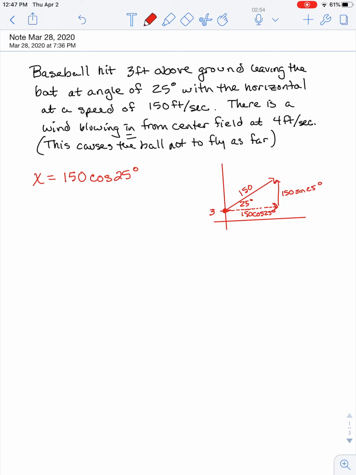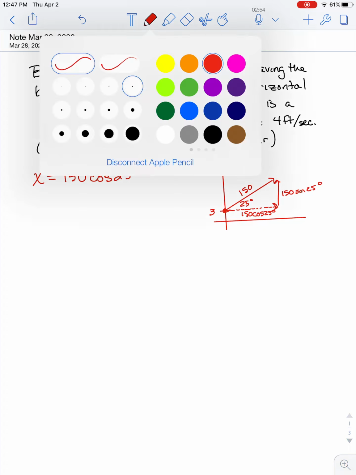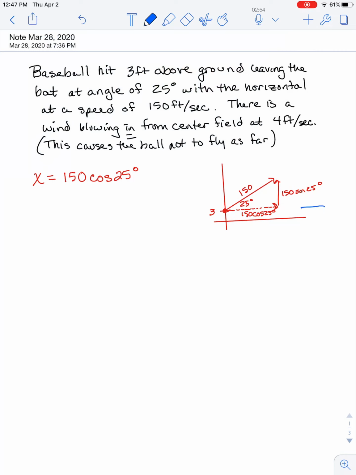It looks like the wind is blowing in from center field. So that means that the wind is blowing this direction, which is going to slow the ball down. And so that means we are going to say -4, and that's feet per second. So it's going to decrease that horizontal force by 4 feet per second. So we just say -4. If the wind had been blowing out toward center field, then it would have been a +4, 4t.